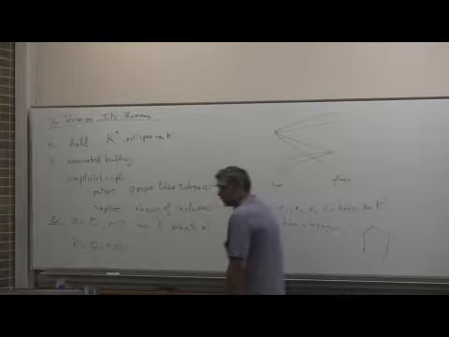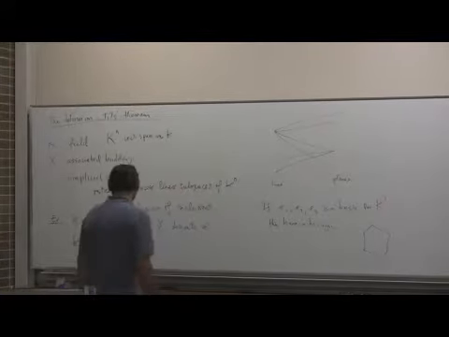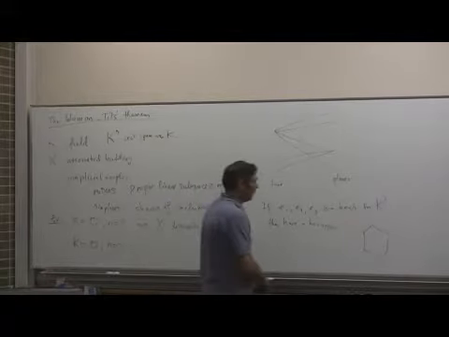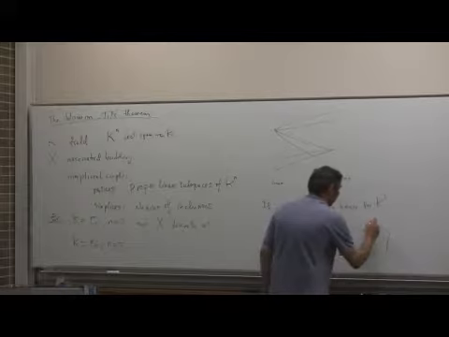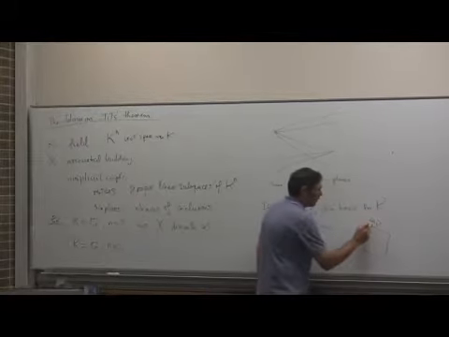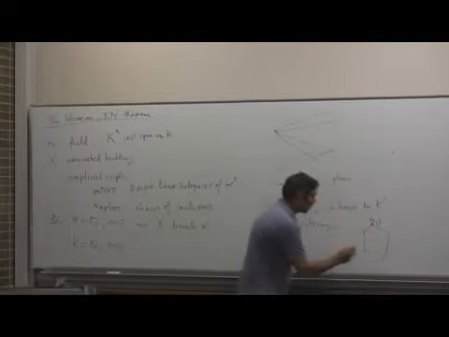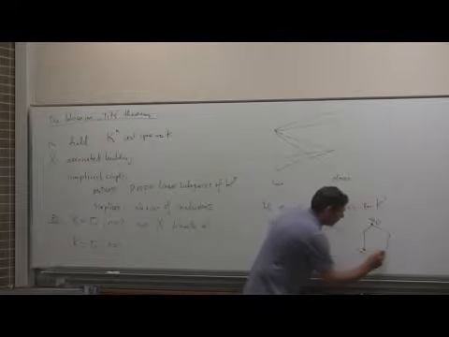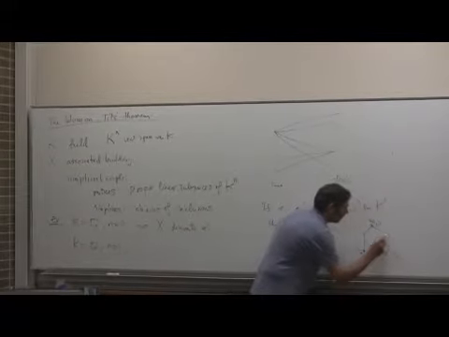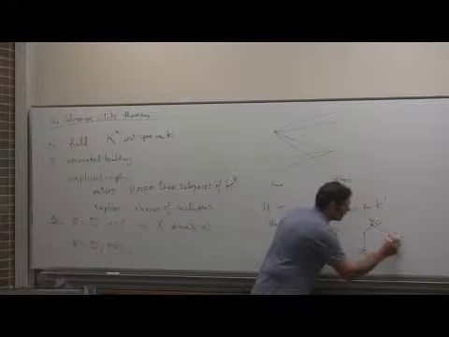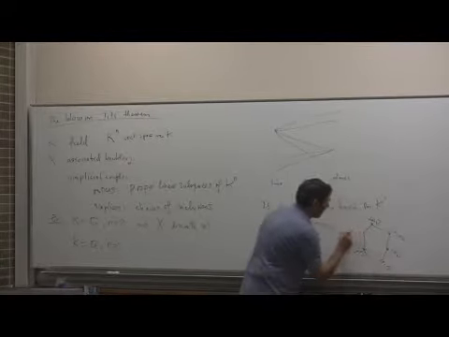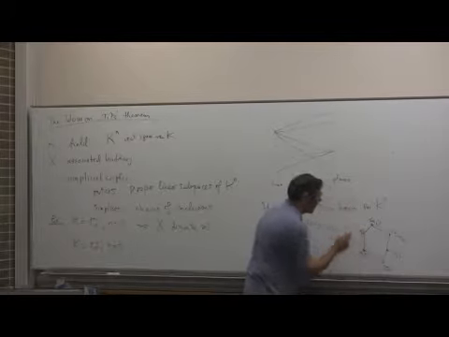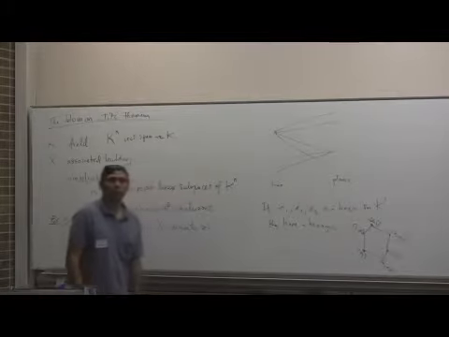Let's count. This is 1, 2, 3, 4, 5, 6. Okay, so there's a span of E1 that represents a line, span of E2, span of E3. And then there's a span of E1 and E3 that's a plane. Span of E2 and E3 is a plane. E1, E2 is a plane. Okay, so this is a subgraph, subcomplex.